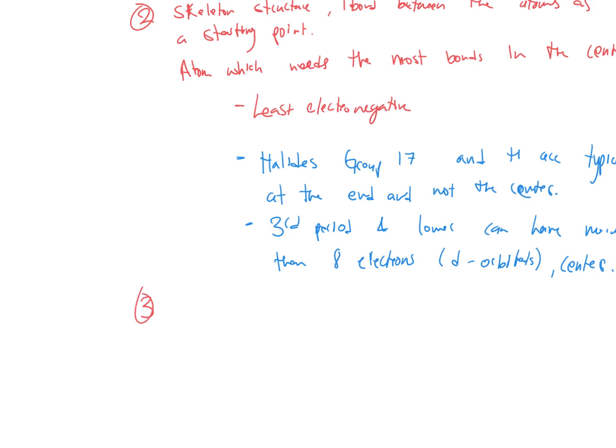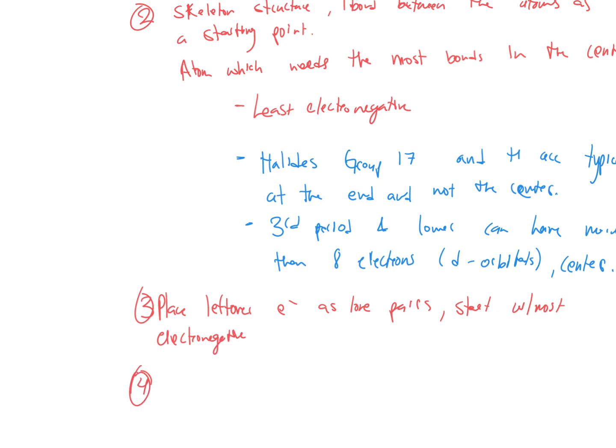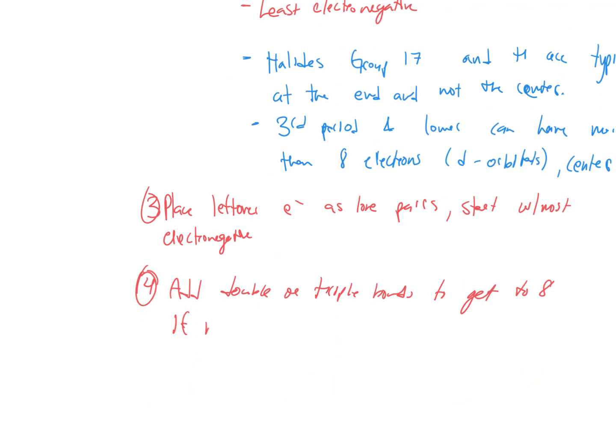The third step is to place leftover electrons as lone pairs. And then you start with the most electronegative. And lastly, we add double or triple bonds to get to 8, if needed. And we'll do some examples of that right now.